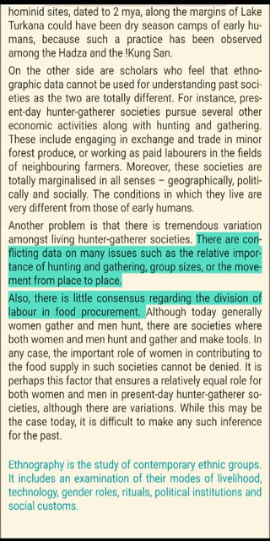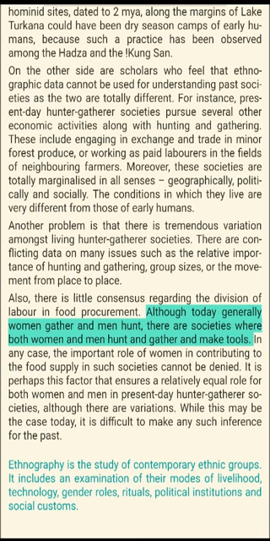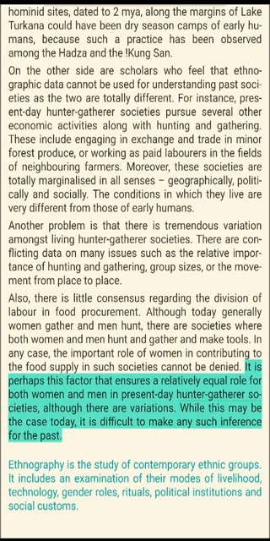Another problem is that there is tremendous variation amongst living hunter-gatherer societies. There are conflicting data on many issues, such as the relative importance of hunting and gathering, group sizes, or the movement from place to place. Also, there is little consensus regarding the division of labor and food procurement. Although today generally women gather and men hunt, there are societies where both women and men hunt and gather and make tools. In any case, the important role of women in contributing to the food supply in such societies cannot be denied. It is perhaps this factor that ensures a relatively equal role in present-day hunter-gatherer societies, although there are variations. While this may be the case today, it is difficult to make any such inference for the past.